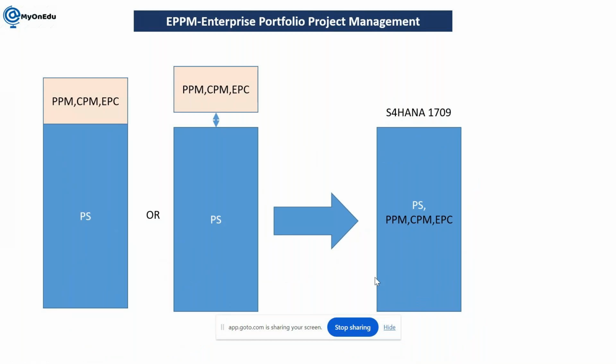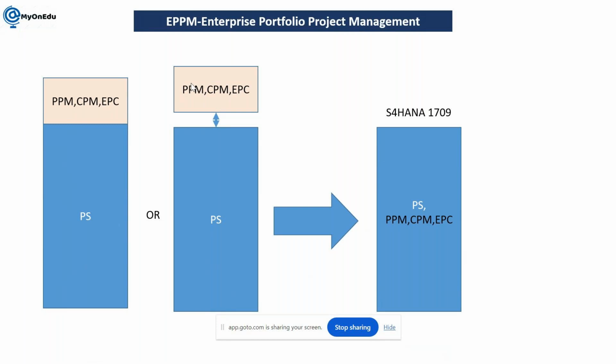Here I just tried to show you how the add-on works. Let's say this is your core system where your PS is residing. In the same server, we could install PPM, CPM and EPC, or we could keep a separate server for PPM, CPM and EPC, and then integrate these two servers, PS and this add-on, through RFC, remote function call.